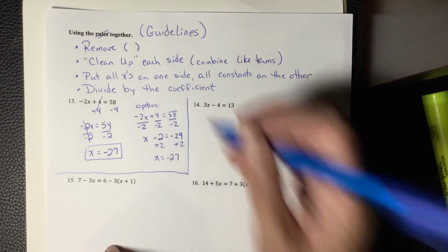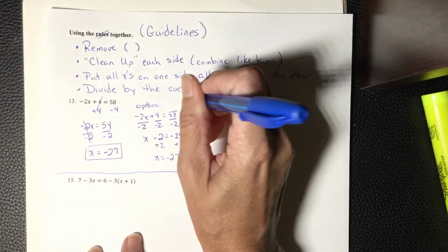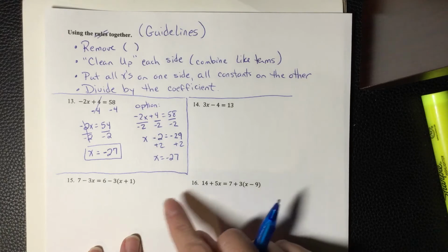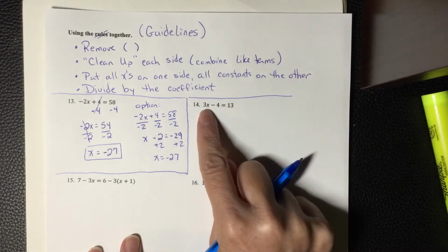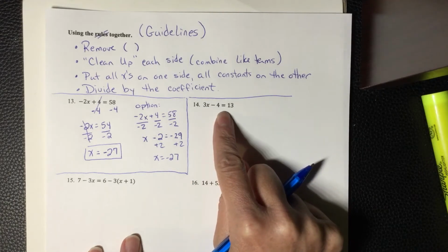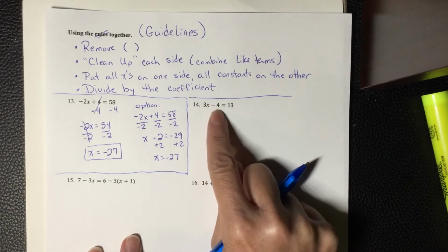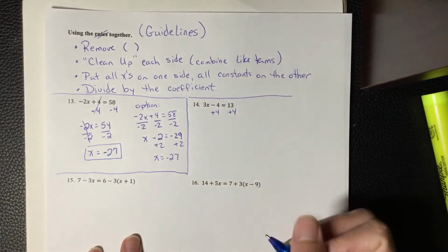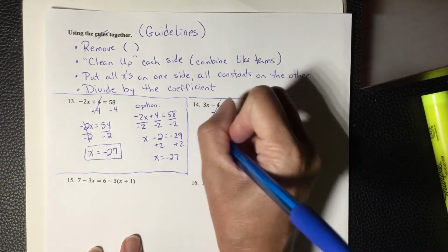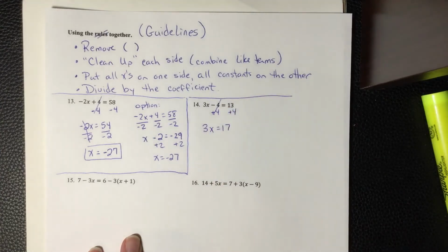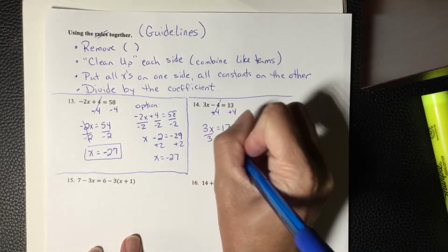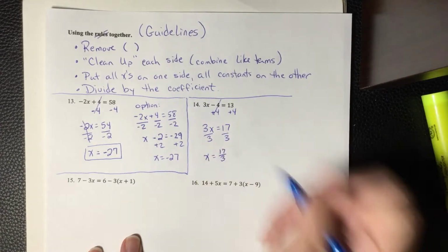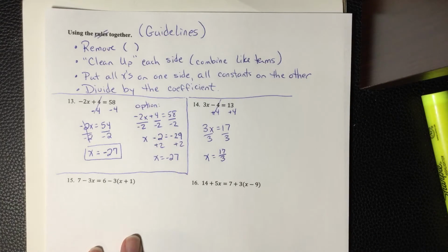All right, so let's try number 14. 3 times x minus 4 equals 13. So if I do this one the same way I did number 13, I don't have parentheses, I don't have similar terms, so I want to put all the x's on one side, which means I want this minus 4 to go away. So I do that by adding 4 to both sides, and I end up with 3x equals 17. And my last step is to divide by the coefficient, and this doesn't come out pretty. So we have some options. 17 over 3 is a perfectly acceptable answer.